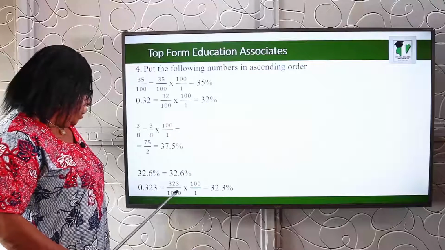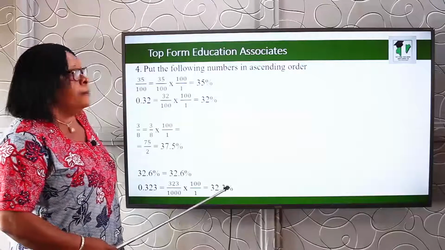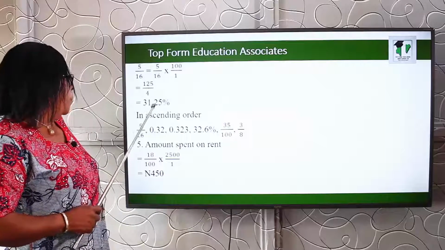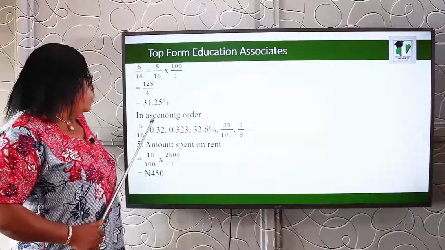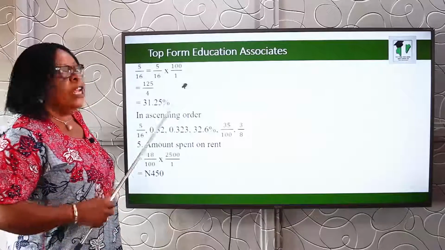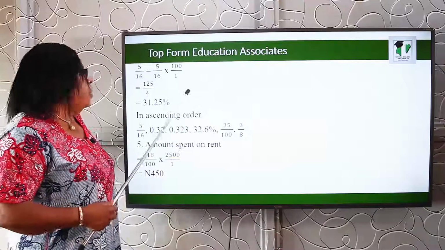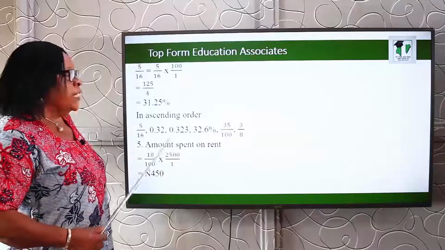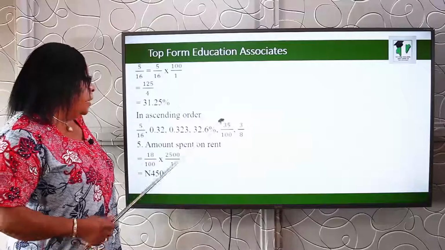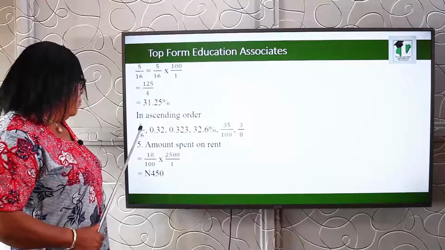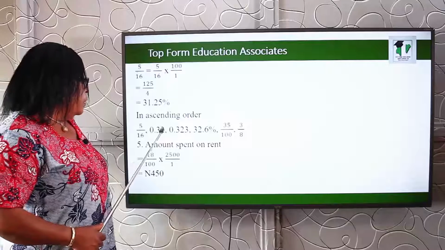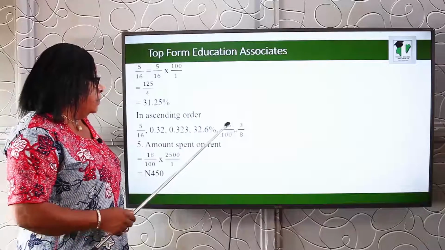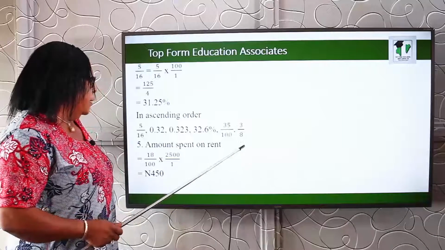0.323 will give us 32.3%. 5 over 16 will give us 31.25%. So in our ascending order, we check all the values already converted to percentages, and we start from the lowest to the highest, and that will be 5 over 16, 0.32, 0.323, 32.6%, 35 over 100, and 3 over 8.